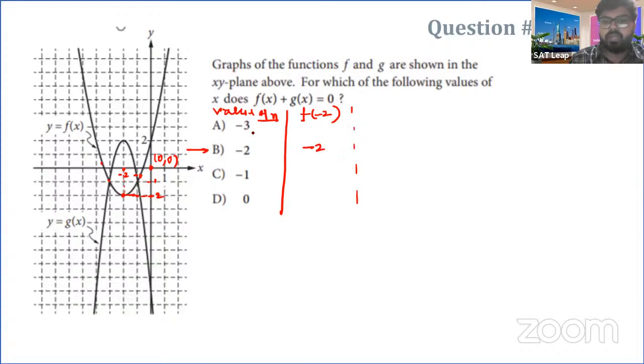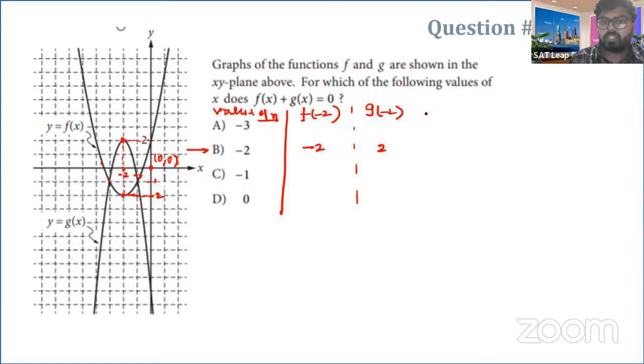Similarly, when x is -2, what is g of -2? So this is the graph of g(x), which is a downward parabola. And when x is -2, what is g of -2? So g of -2 is this point, and the y value is nothing but 2.